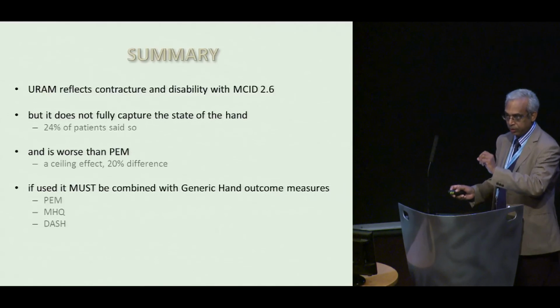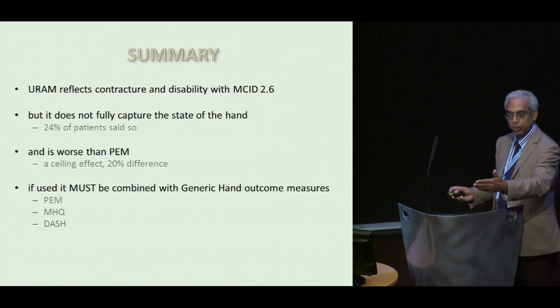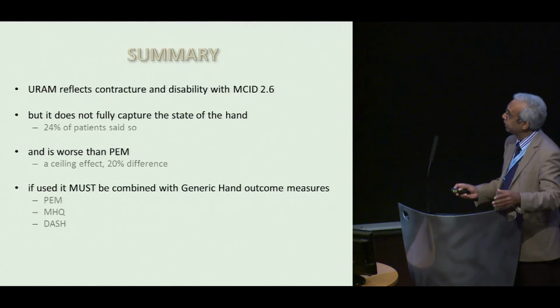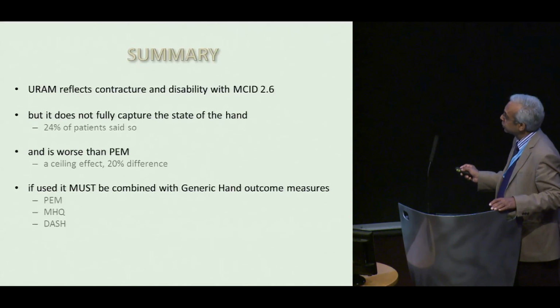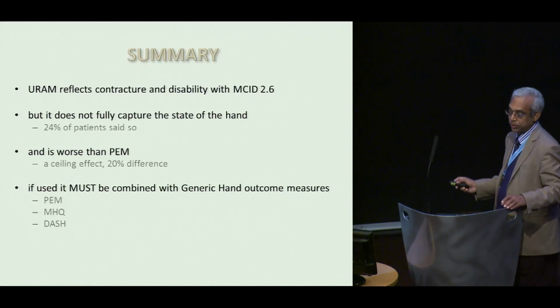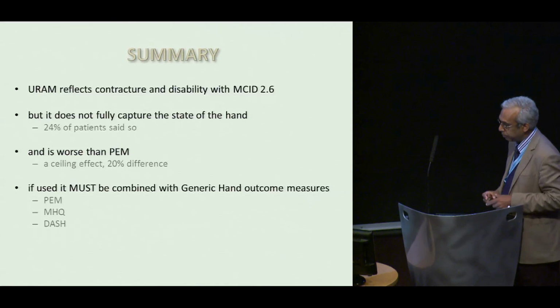Therefore, you should be very cautious about studies that use URAM because you're expecting it to not show a difference in studies. So it is worse. And so we think that if it is going to be used, it must be combined with a generic hand questionnaire, either the PEM, the Michigan Hand Questionnaire for research studies, or the DASH, which is the whole upper limb. Thank you.